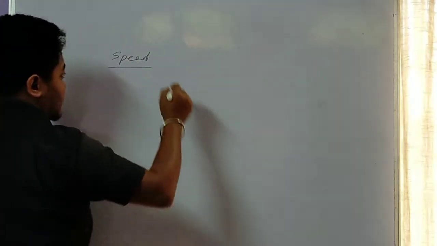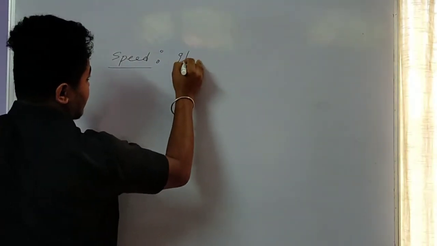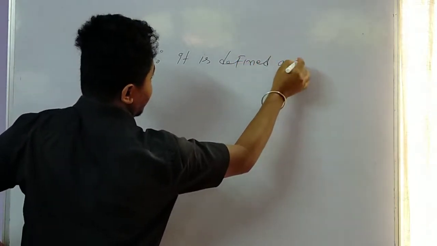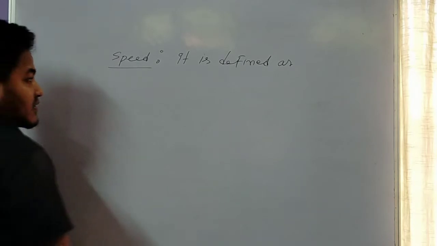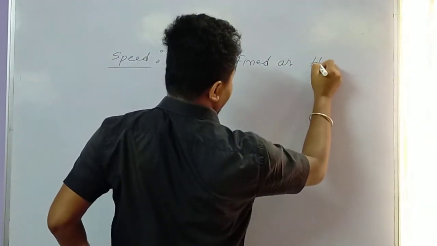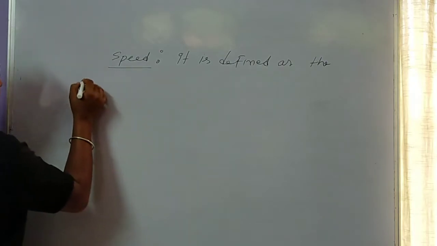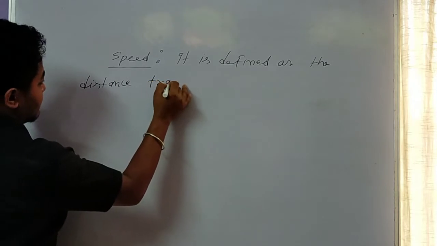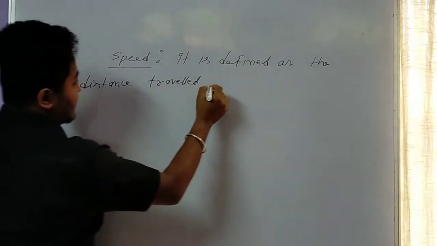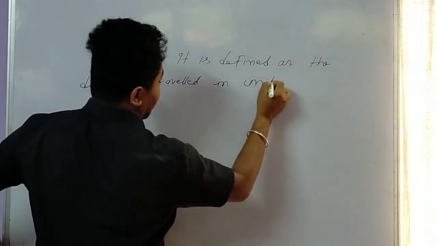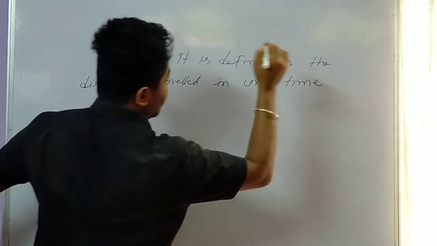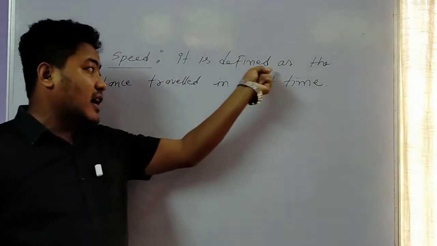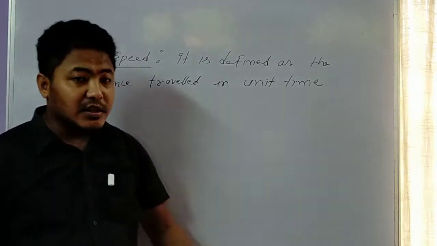You write down: speed is defined as the distance traveled in unit time. That is the definition of speed. Please note down that speed is defined as the distance traveled in unit time.